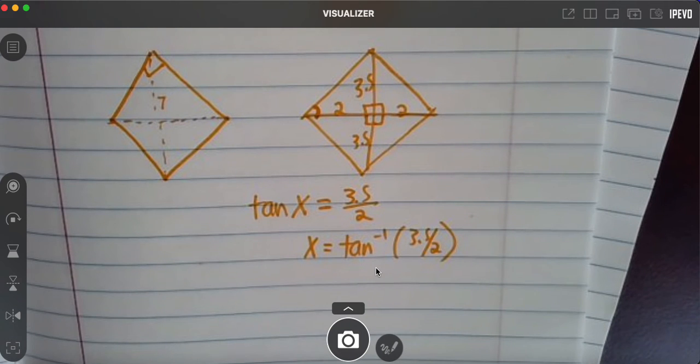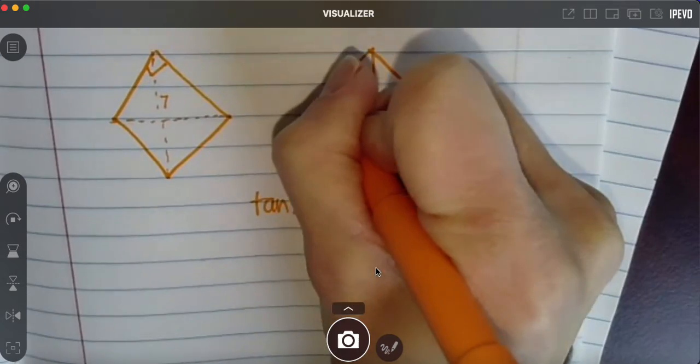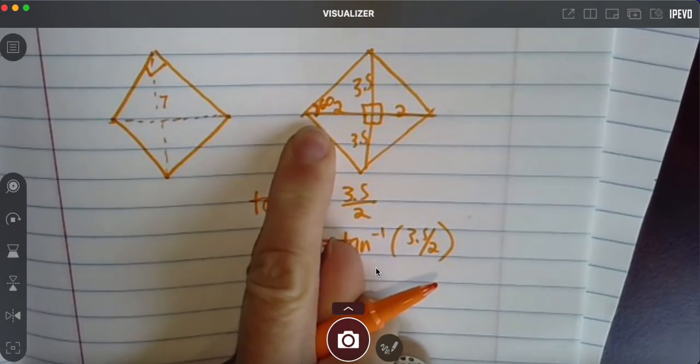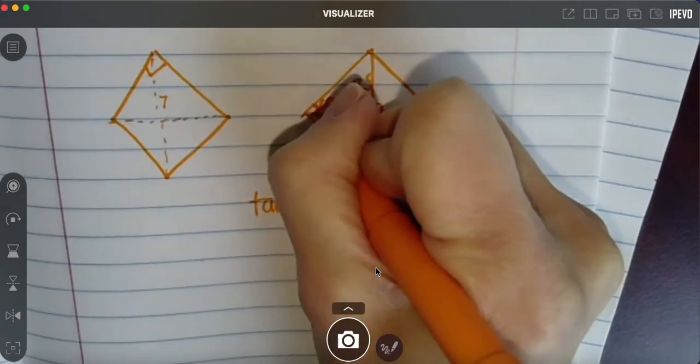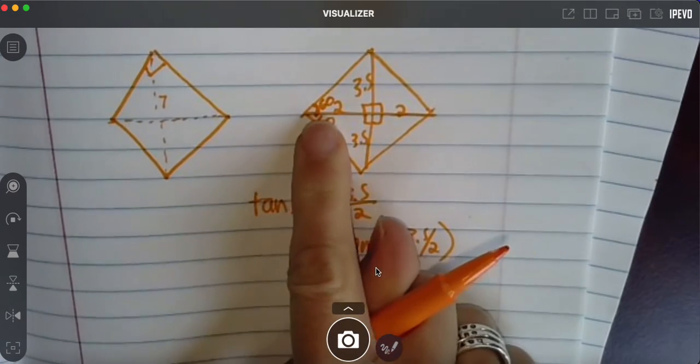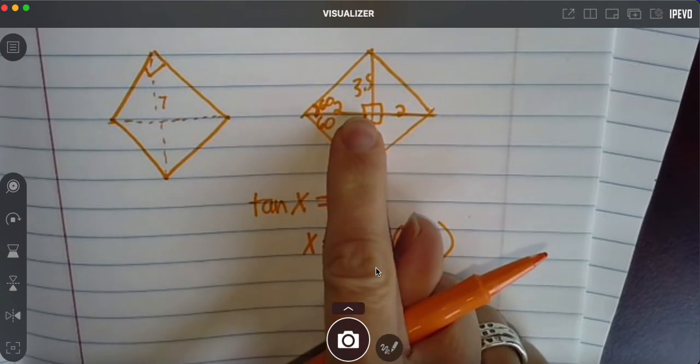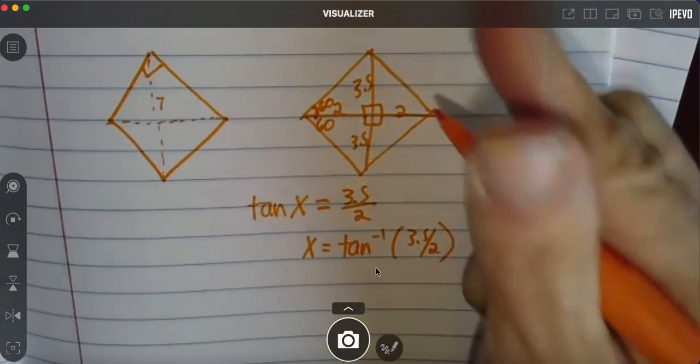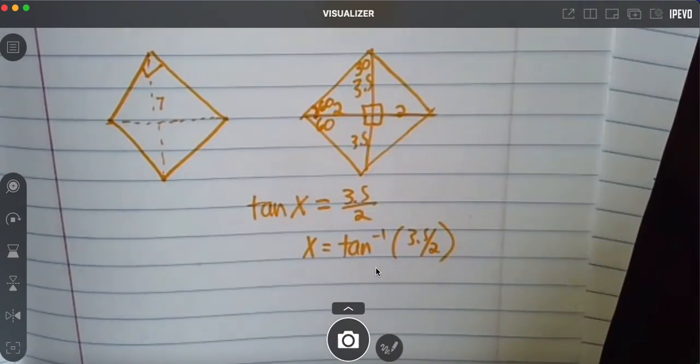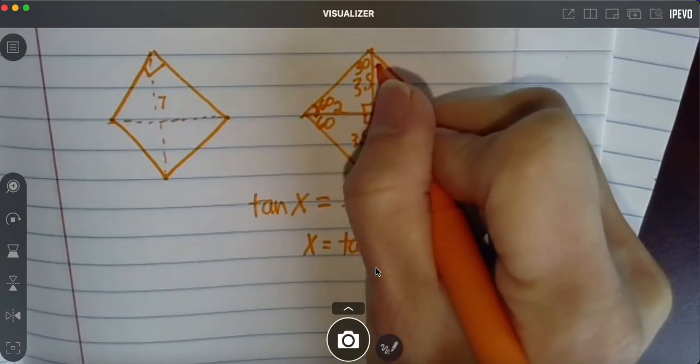So you got 60? Okay, so they got that this angle is 60. Guess what this angle is going to be? 60. Okay? And if this angle's 60 and this angle's 90, what's this angle going to be? 30. So that's what we had in our answer. And then this one's going to be 30.